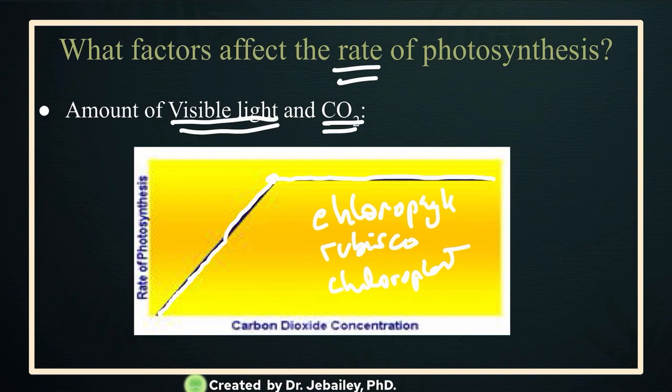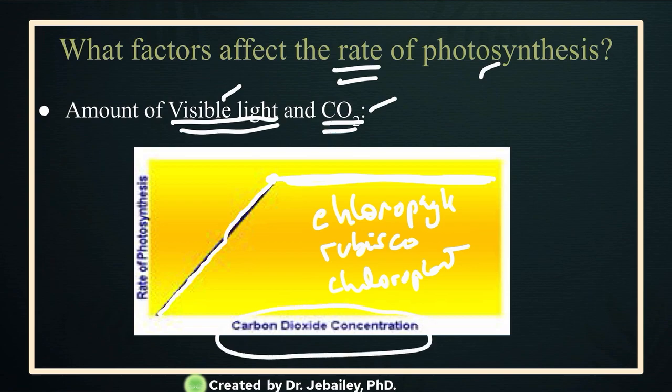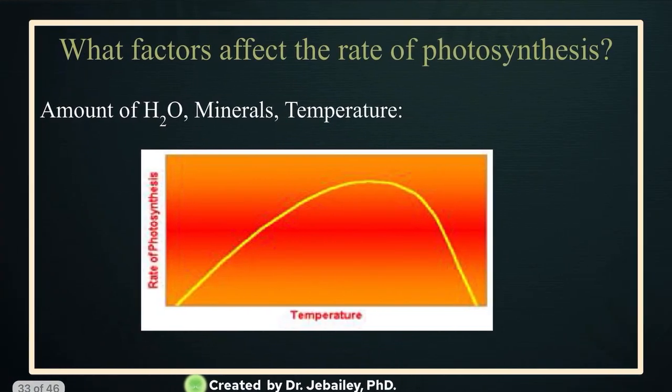So this is what the graph will look like. In the beginning, yes, the more visible light, the more CO2, that means more photosynthesis for sure. But it's going to reach a point where it's just going to plateau. So you have to know how to do this graph. Remember that you always put the limiting factor on the x-axis and you put the rate of reaction always on the y. Then the other ones that affect this is amount of water, minerals, and temperature.